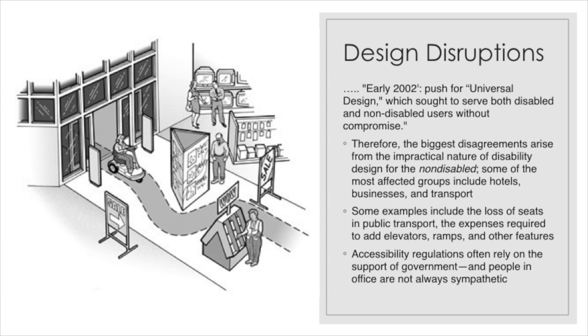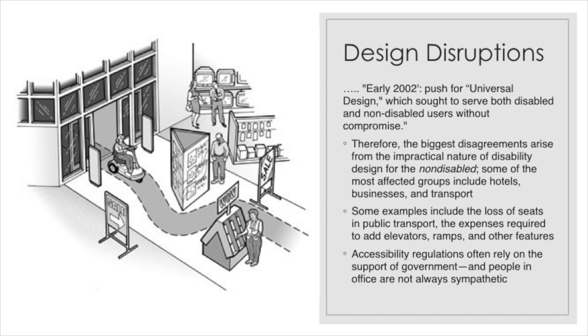As I briefly mentioned in history of design, the push for universal design was kind of a response to disagreements over the impractical nature of disability design, and particularly for the non disabled, because groups like hotels and businesses and transport, all of a sudden they had to design these features that perhaps had made them lose money. Like if you think about how many bus seats are lost through handicap positions, or the type of money that would need to be spent to create access ramps, that was certainly a cause of the pushback.